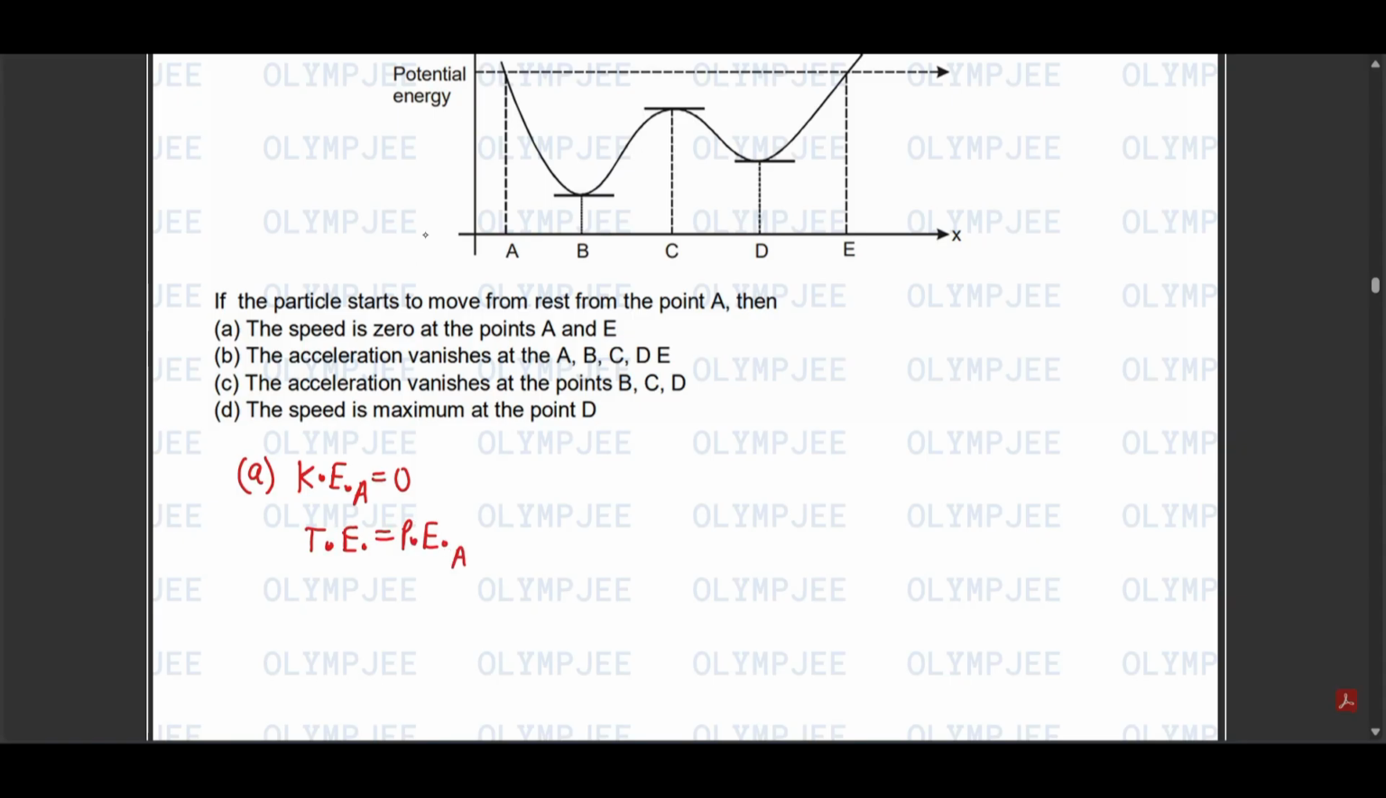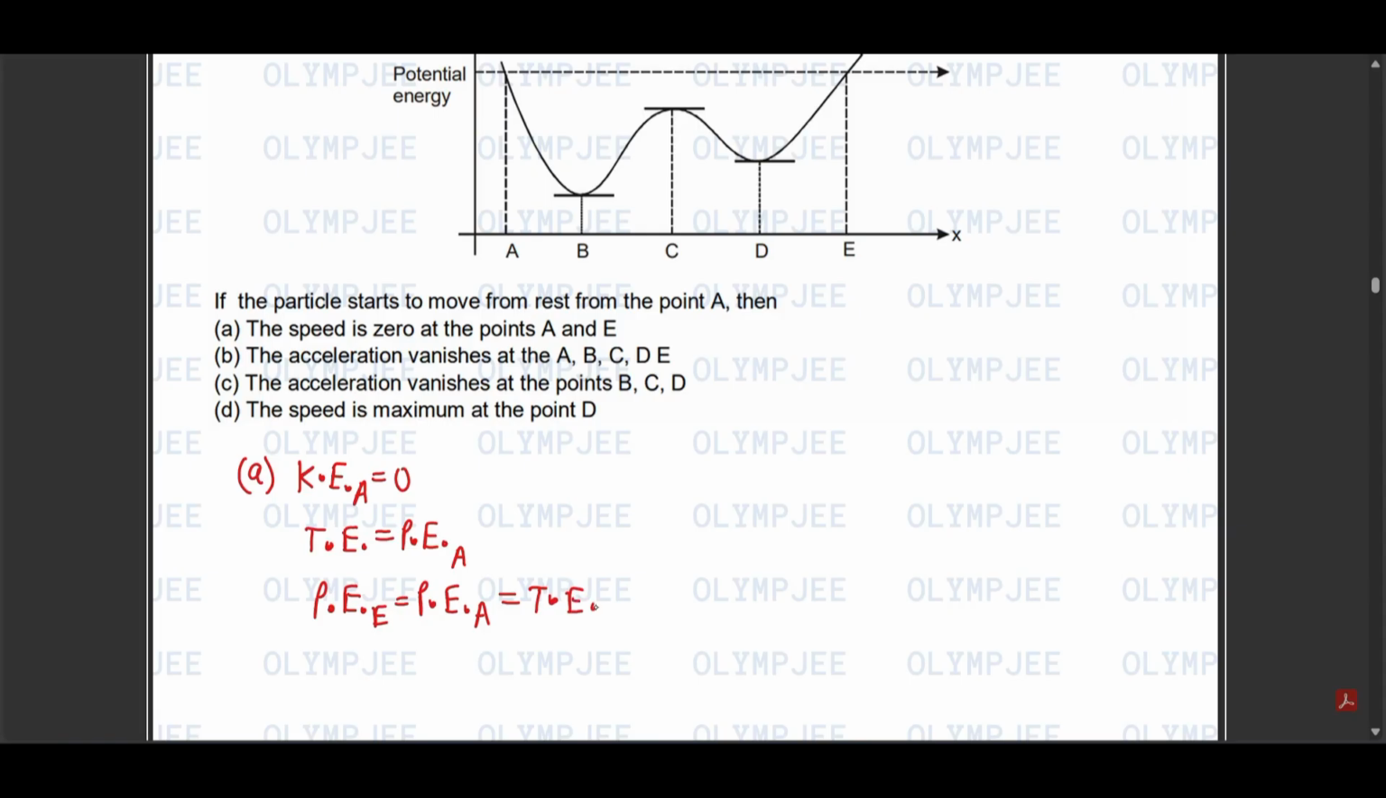And total energy would be the same at every point because energy is conserved, right? So since the potential energy of E is equal to the potential energy of A from the graph, and that is also equal to total energy.